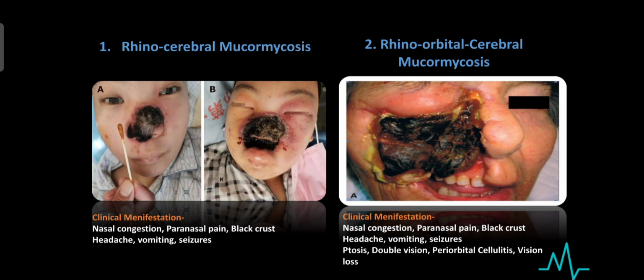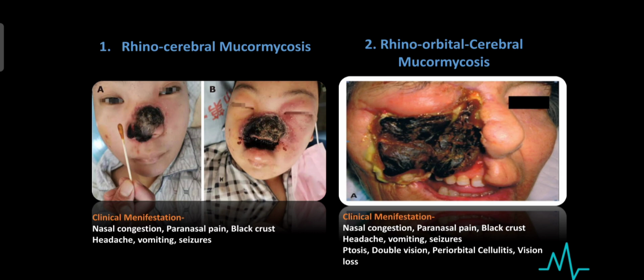So talking about the clinical manifestation of this particular disease, in rhinocerebral mucormycosis, the patient will manifest nasal congestion, paranasal pain, and black crust formation, and also there will be discharge of black fluid from the nose as well. If the brain is involved, the patient will have headache, vomiting, and also seizures, right?